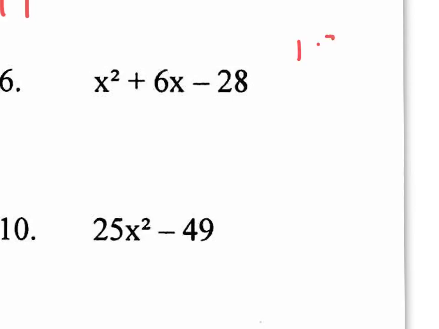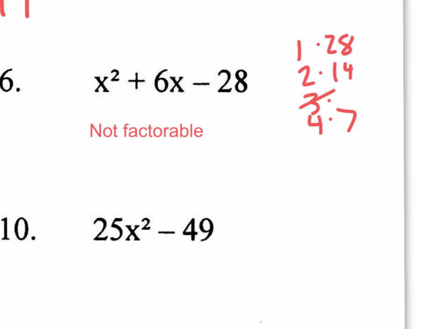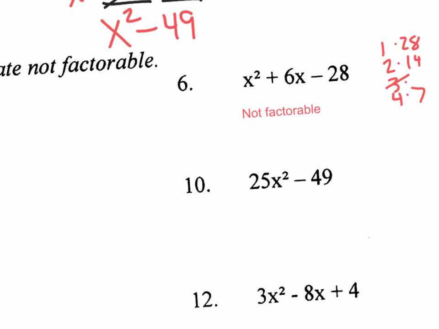So 1 times 28, that's how you could get 28. Or maybe 2 times 14. Or 3 times, no, 3 doesn't work. How about 4? 4 times 7, yeah. 5, nope, 6, no, that's it. So if you think about which pair of numbers combines together to give you the middle value 6, it doesn't work. So what do we say? We say not factorable.